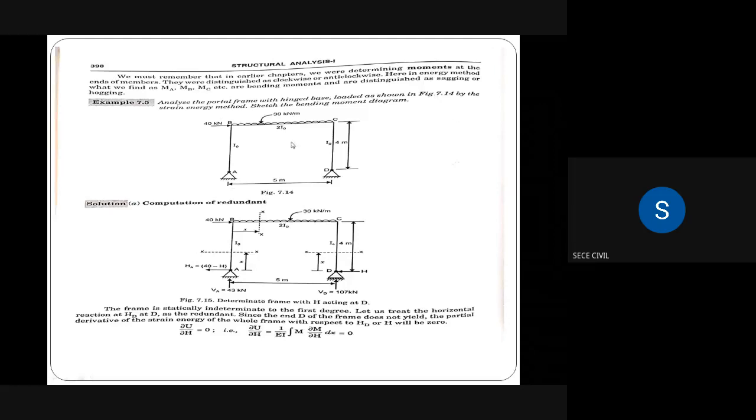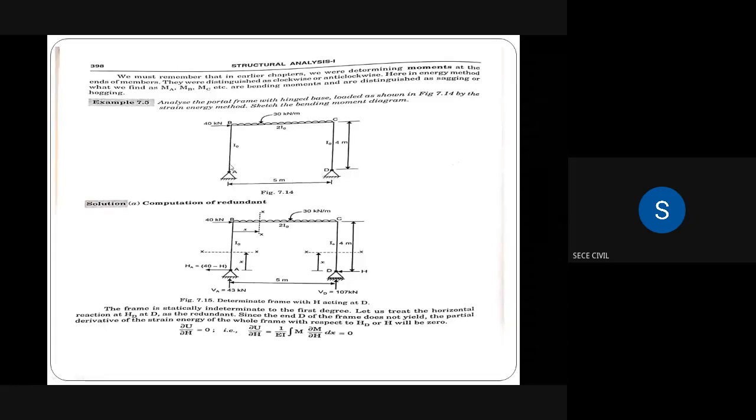Okay, so the next problem. Analyze the portal frame with hinged base loaded as shown in the figure by the strain energy method. Sketch the bending moment diagram also. So it is a portal frame with both supports hinged, support A and support D.